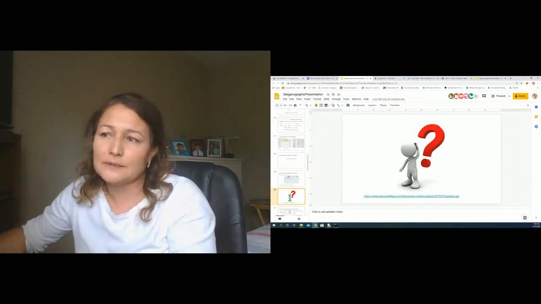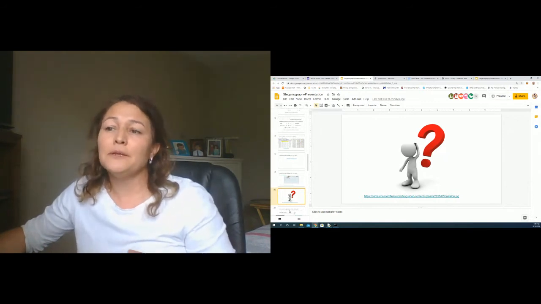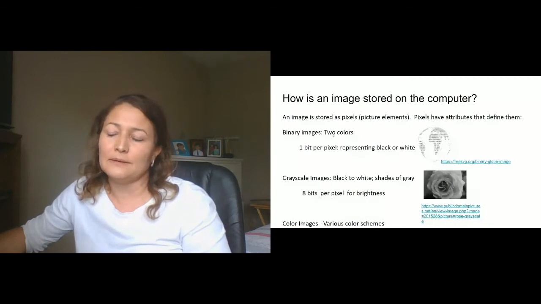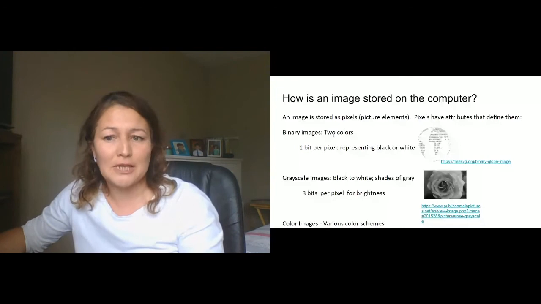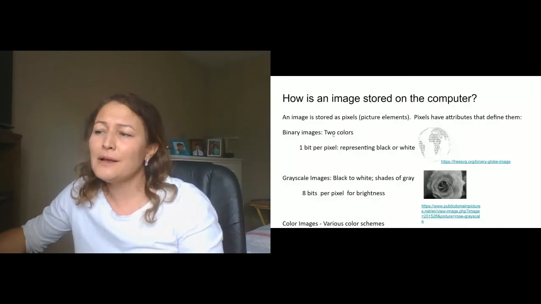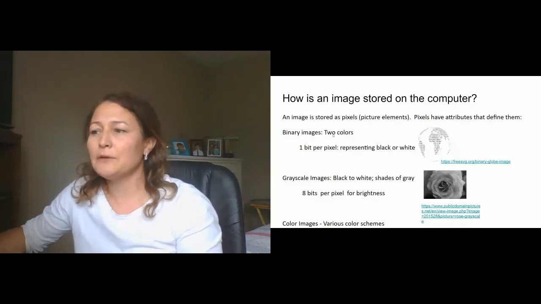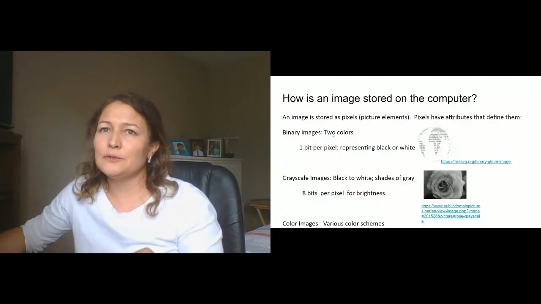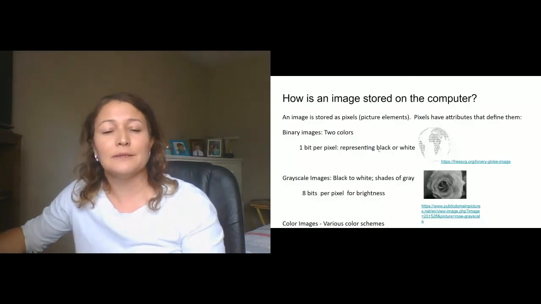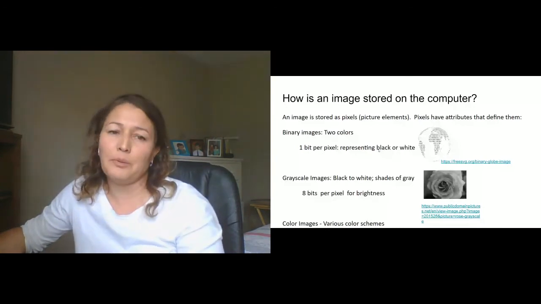There are binary images. These consist of 2 colors. And in order to represent a binary image, you need 1 bit per pixel. I put here representing black or white, and I forgot to change it. I think it's really not black or white, but it's background and foreground. So it doesn't have to be black and white. It can be red and blue. But you need to specify whether it's going to be in the background or in the foreground. So that is your binary images.